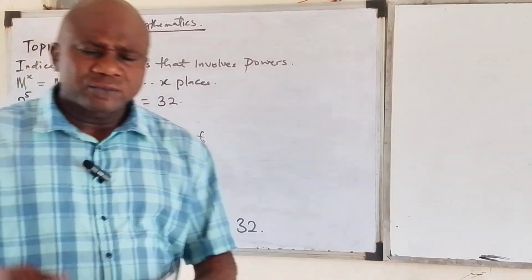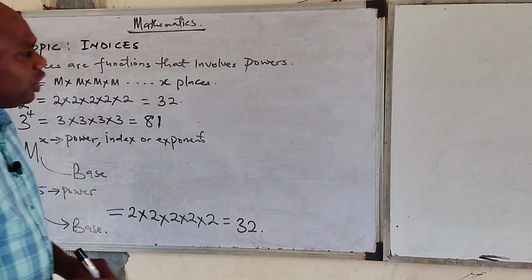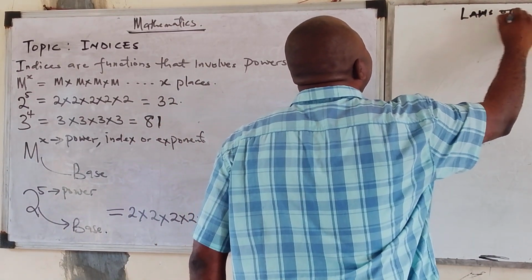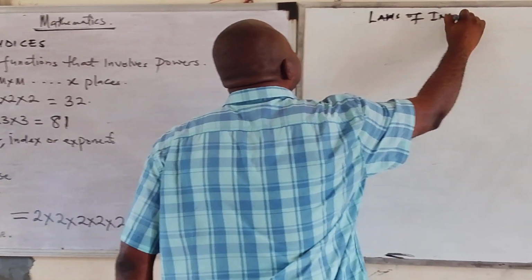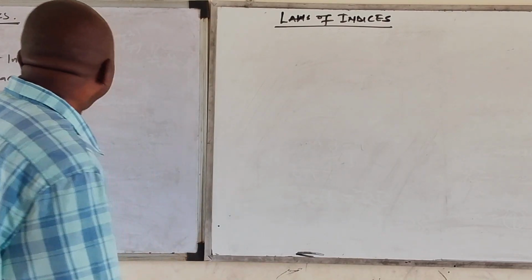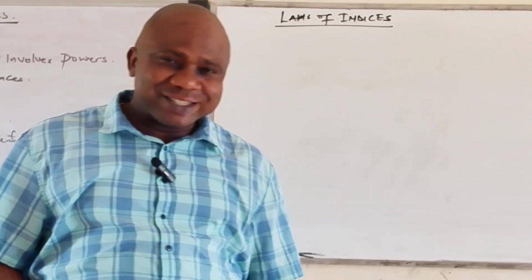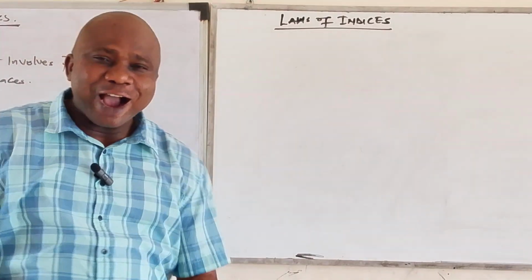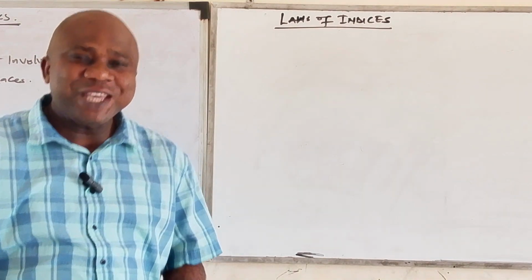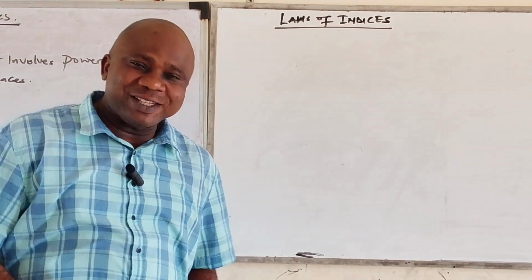So now let's look at the laws that are actually guiding indices. Let's call it the laws of indices. Because we said another word for index is power or exponent, it implies that the laws of indices are also known as the laws of powers or the laws of exponents. When you hear laws of indices, laws of powers, laws of exponent, they mean the same thing.